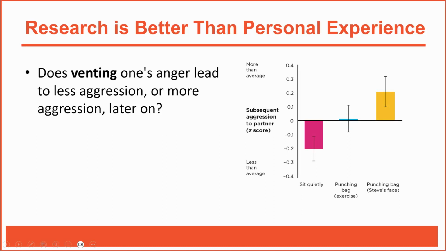Contrary to what the catharsis hypothesis would predict, participants who imagined punching Steve actually gave him the loudest blasts overall. Participants who sat quietly, those who never had a chance to vent their anger, actually showed the least aggressiveness towards Steve.